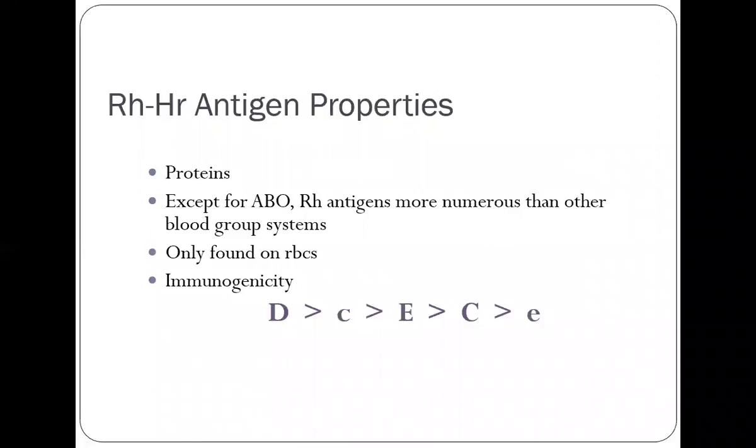So again, these proteins, except for the ABO, the Rh antigens are more numerous than any other blood group system. And they're only found in our red blood cells, as I mentioned previously. And this is explaining the immunogenicity. Again, immunogenicity is the ability of the antigen to stimulate an immune response. So what we find is that D, if a person is exposed to a foreign D, that's the most immunogenic. Patients will develop an anti-D very, very rapidly, followed by little c, then big E, then big C, and then little e.